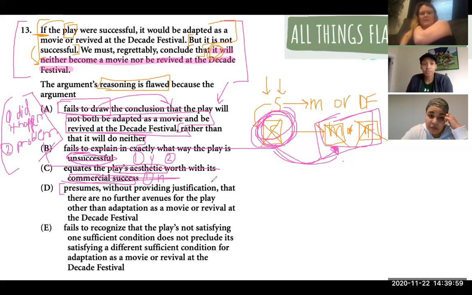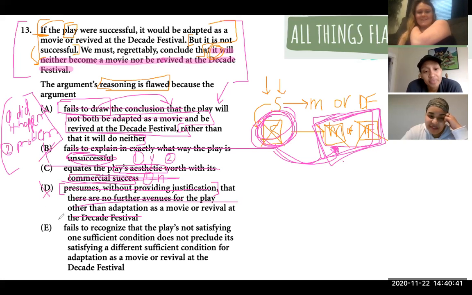D, presumes without providing justification. What does presumes without providing justification mean? Assumes. So I love crossing all that off and putting assumes. Assumes that there are no further avenues for the play other than the adaptation as a movie or revival at the Decade Festival. Do we assume that? It says neither nor. No, we don't assume that, because we're saying that they just can't have these. So hopefully that's our right answer. I just took us down a rabbit trail.